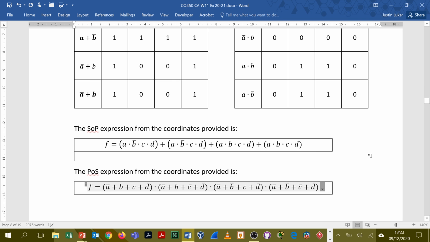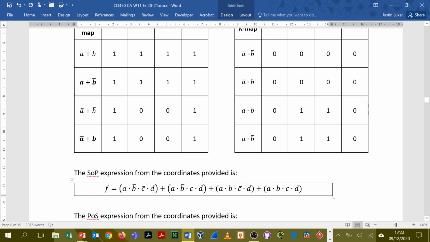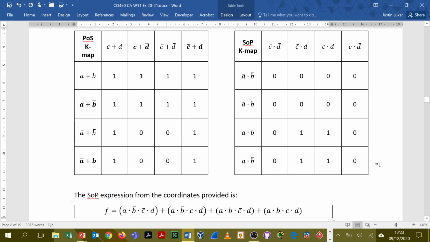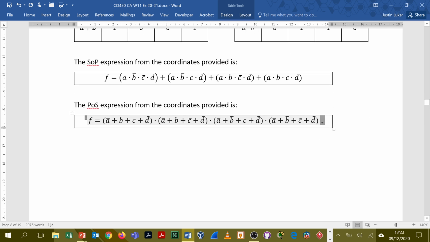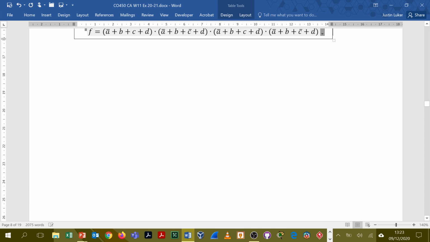Okay, there we go. That's it. The expression built from our Karnaugh map. So we mapped the variables, we mapped the max terms and min terms from our coordinates onto our Karnaugh maps, and then we put them back to being the expressions. Okay, so go back to the presentation.